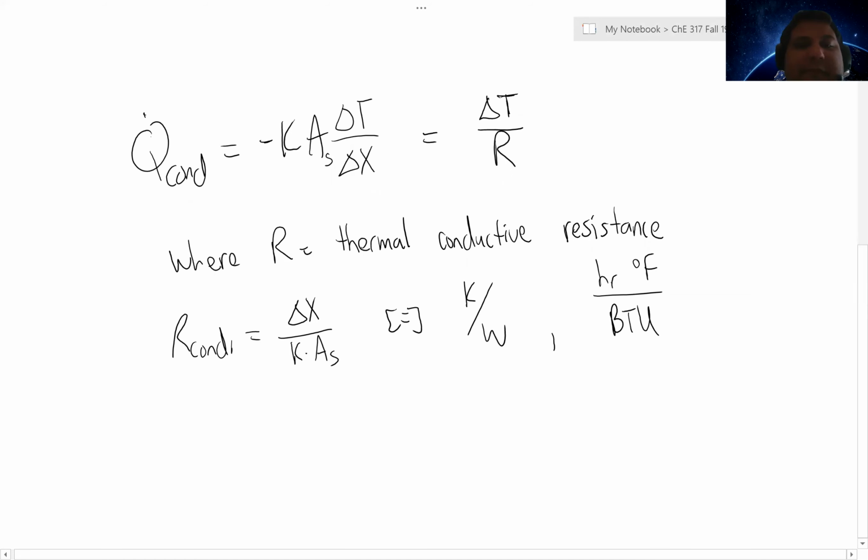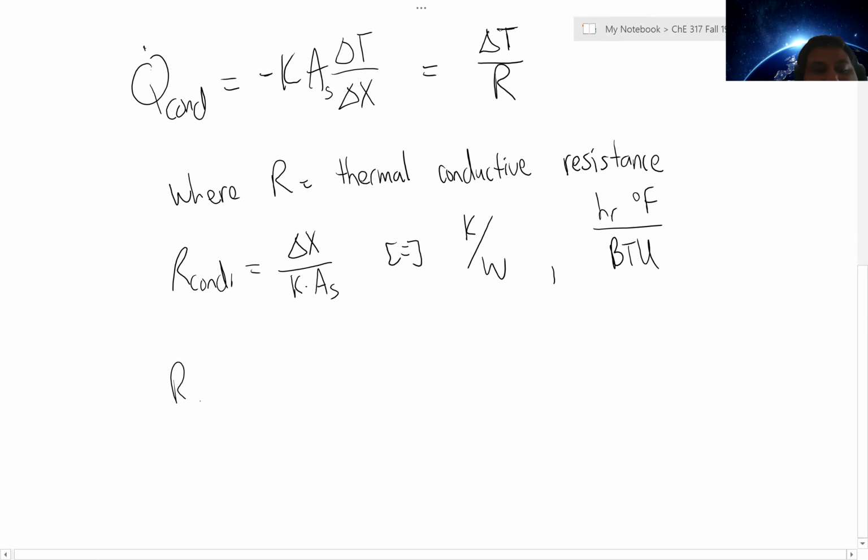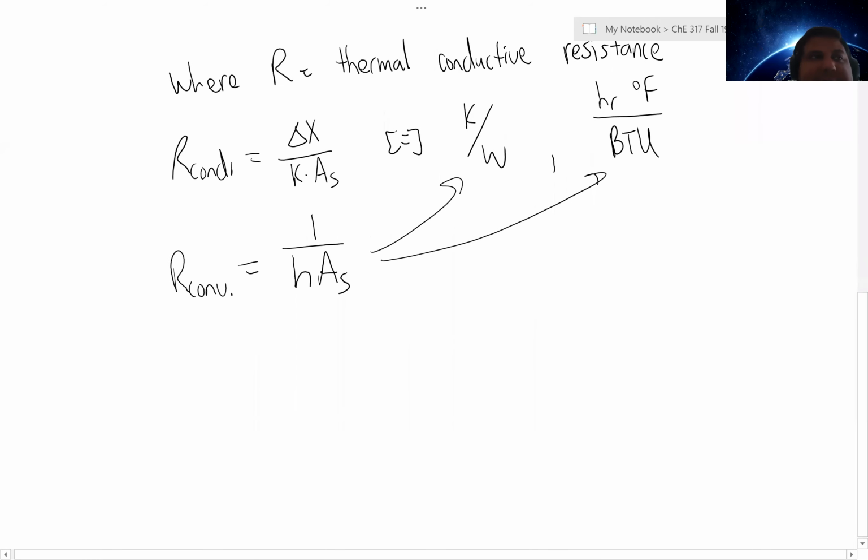Now, we can also, if we want to, though we're not going to spend too much time considering it, calculate thermal resistance due to convective heat transfer. We can define a convective thermal resistance as simply 1 over the heat transfer coefficient times the surface area, which once again gives you the same units. So the question then becomes, why is this useful?